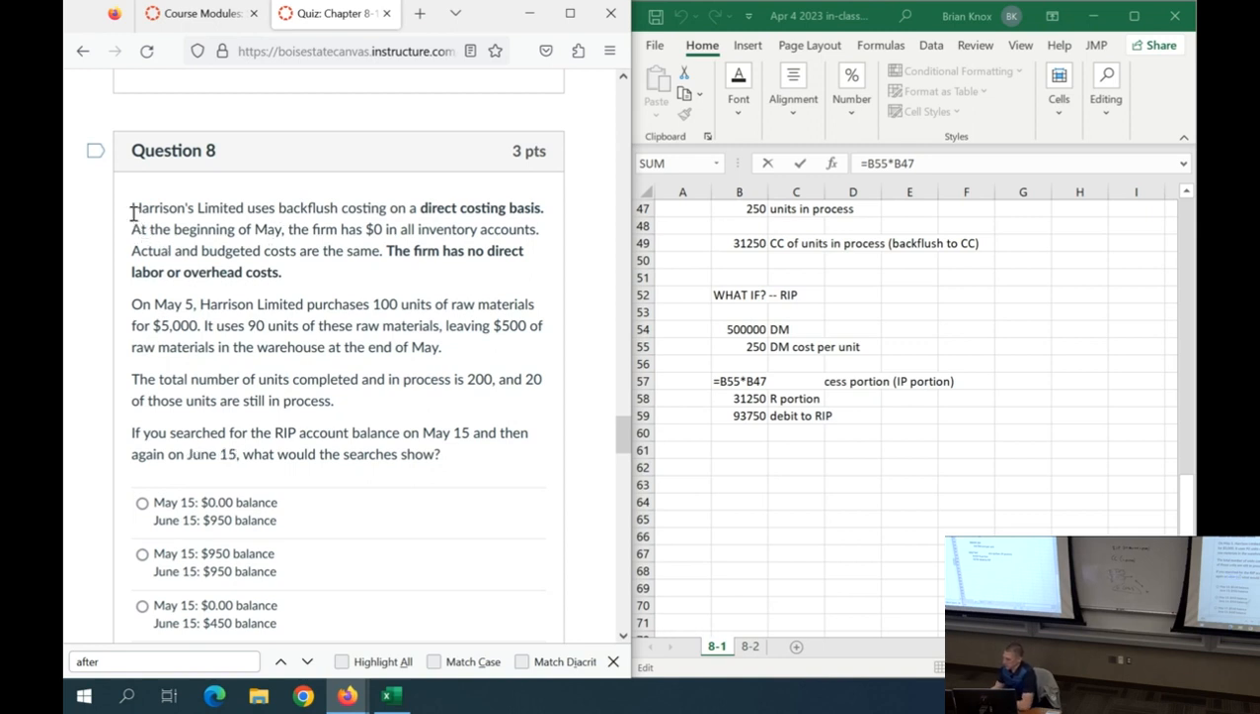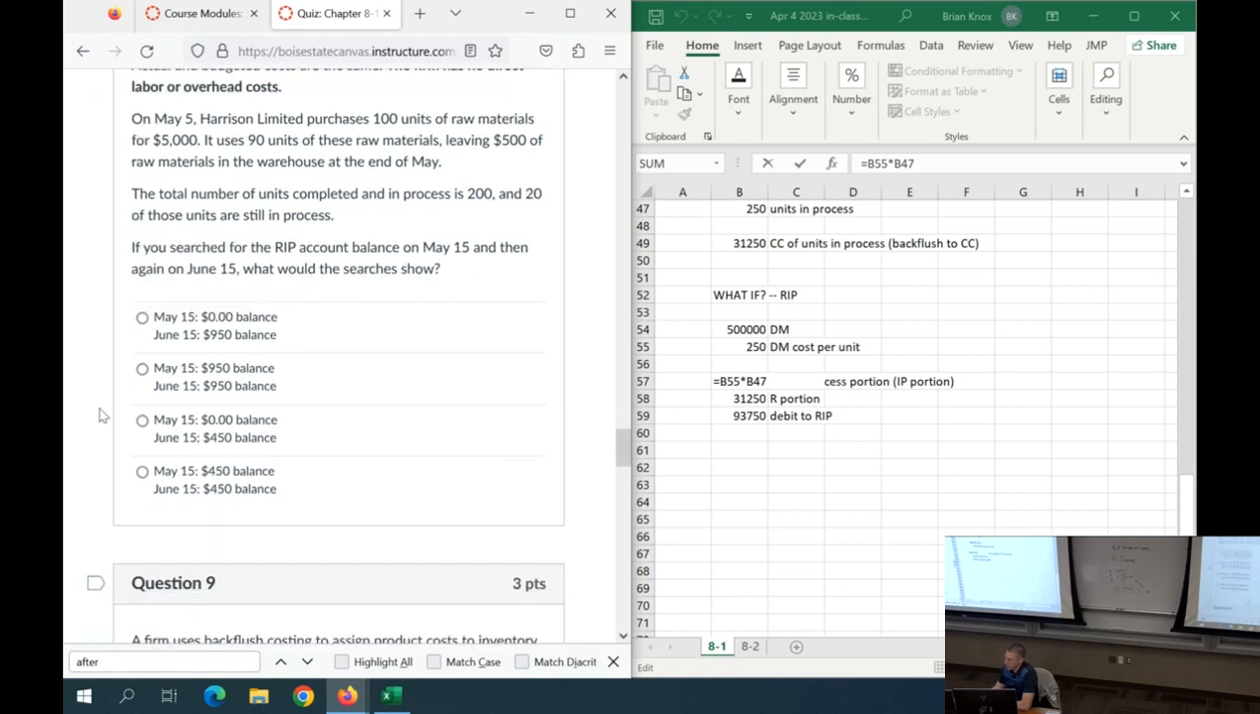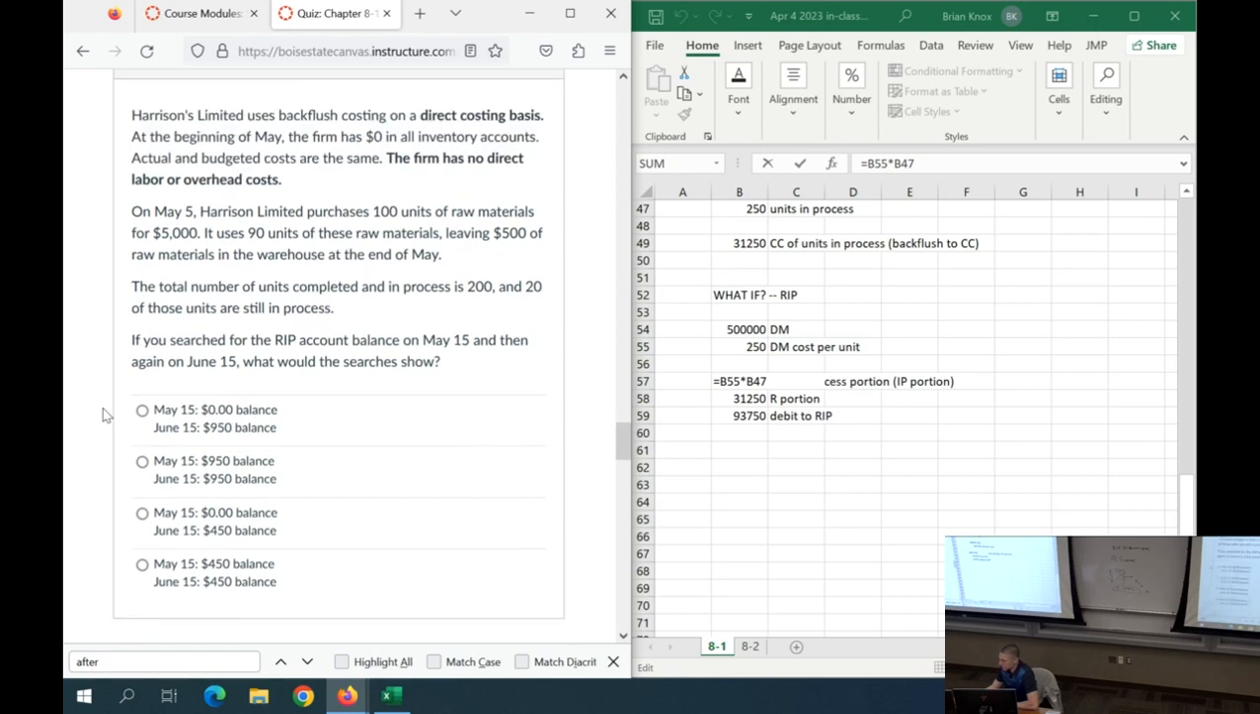So let's look at what this timing says. Harrison's Limited uses backflush with direct costing basis. At the beginning of May, the firm had $0 in all inventory accounts. So RIP has to have a zero balance on May 15th because no matter what we did during May, we could have spent $1 million on raw materials on May 1st, 2nd, and 3rd. Those costs are accumulated in COGS. At the end of the month, we're going to backflush a certain portion back into RIP, conversion costs, and finished goods. So zero, it has to be 1 or 3 here.